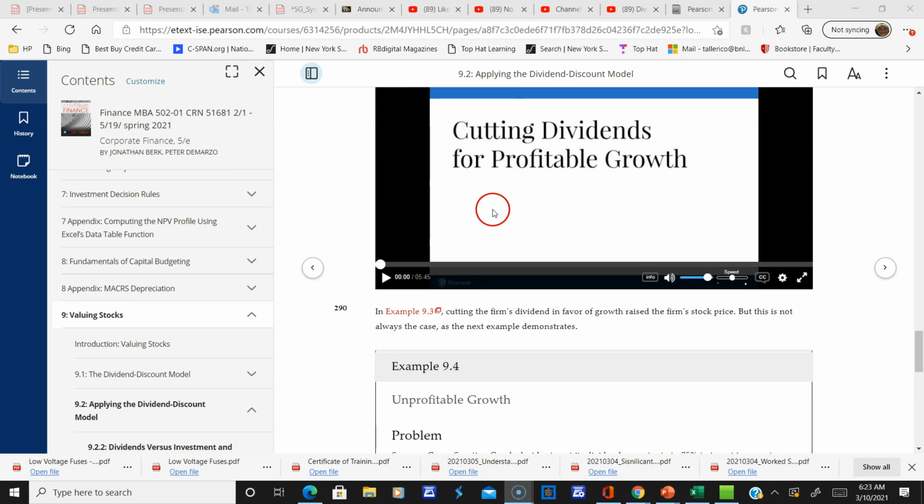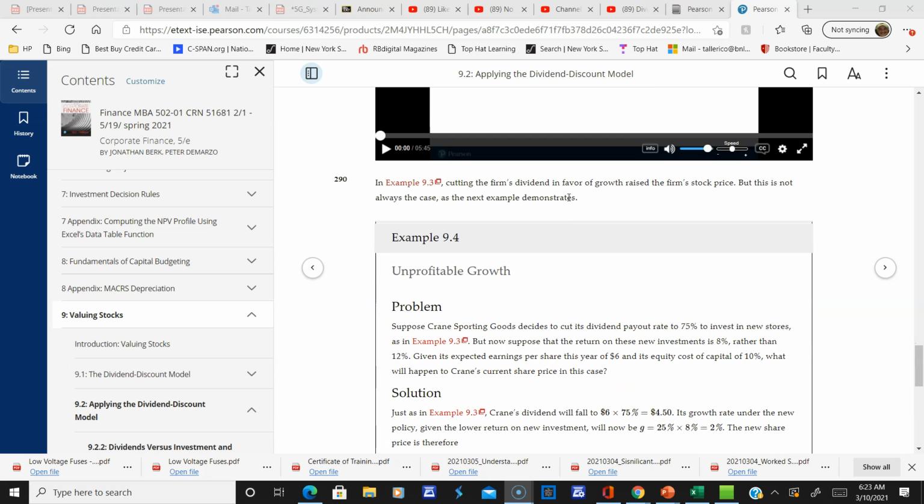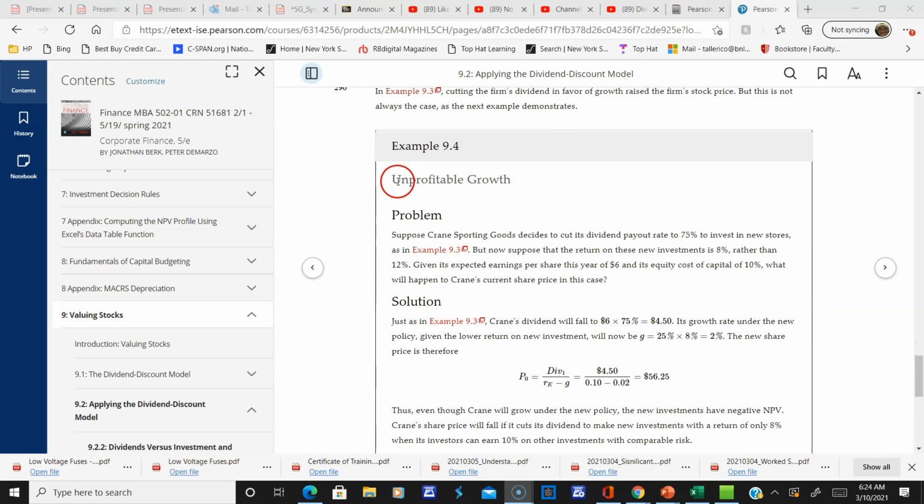So, hello, my colleagues. We left off last time looking at cutting dividends for profitable growth. Now let's look at this example, unprofitable growth. Suppose Crane Sporting Goods decides to cut its dividend payout ratio to 75% to invest in new stores, as in example 9.3. But now suppose that the return on these investments is 8% rather than 12%. Given its expected earnings per share of $6 and its equity cost of capital of 10%, what will happen to Crane's current share price in this case?